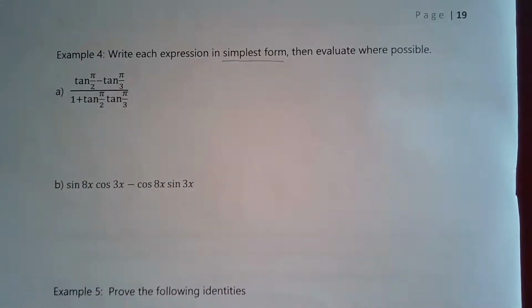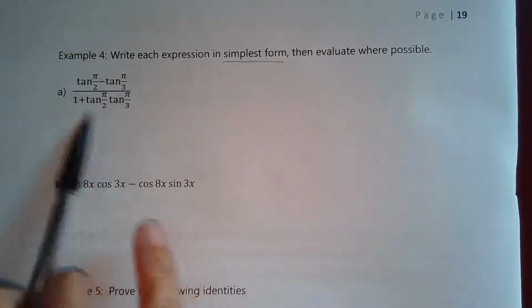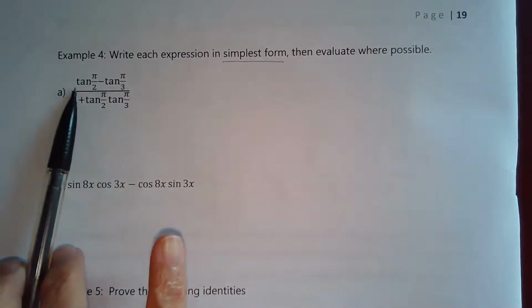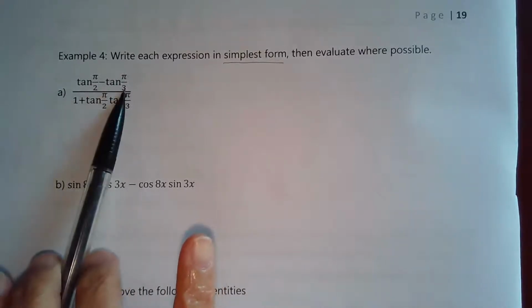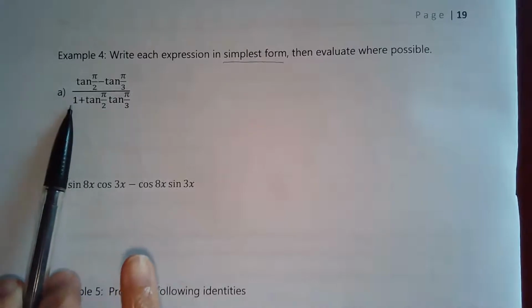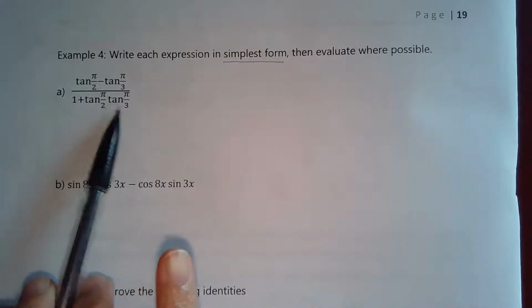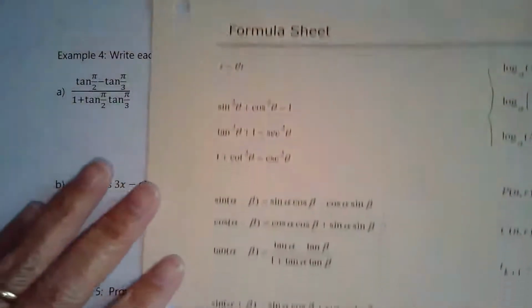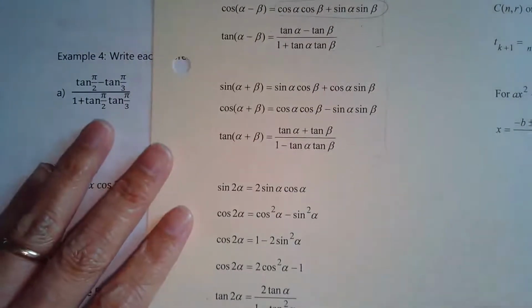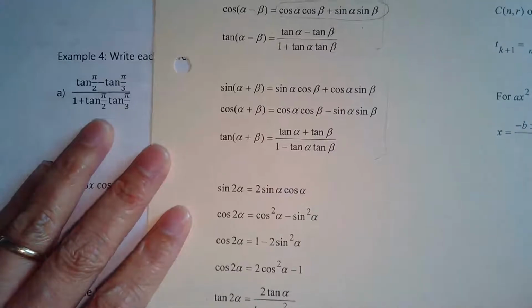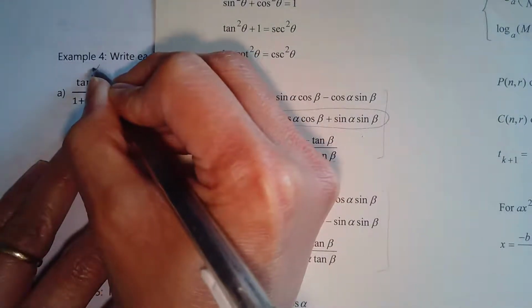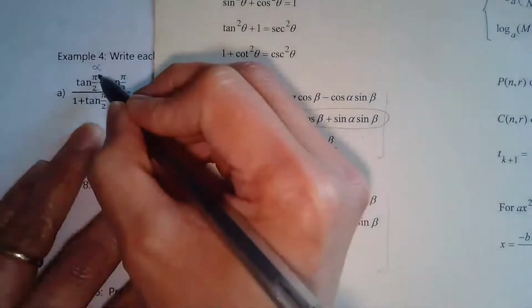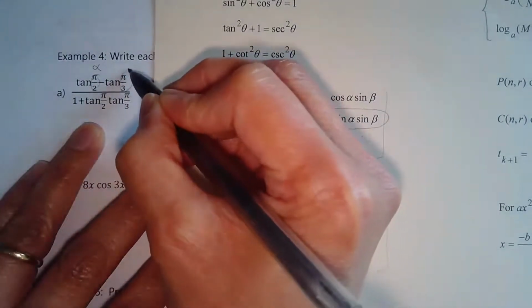So let's try that. What can we see? This is a whole bunch of tangent stuff. So tan of an angle minus tan of the second angle, divided by 1 plus tan of pi by 2 times tan pi by 3. So that kind of looks like a tangent identity, but which one is that? Okay, I have to make sure here. So this tan pi by 2 is the alpha, and pi by 3 is the beta.